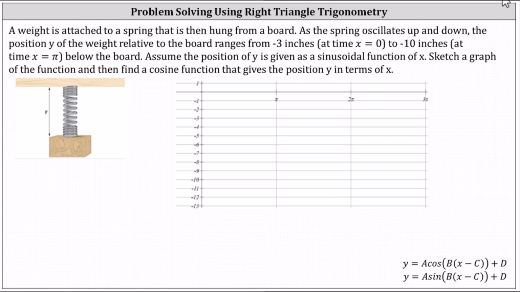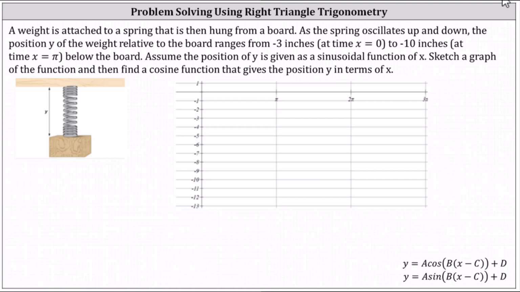A weight is attached to a spring that is hung from a board, as pictured here on the left. As the spring oscillates up and down, the position y of the weight relative to the board ranges from -3 inches at time x equals 0 to -10 inches at x equals pi below the board. Assume the position y is given as a sinusoidal function of x.